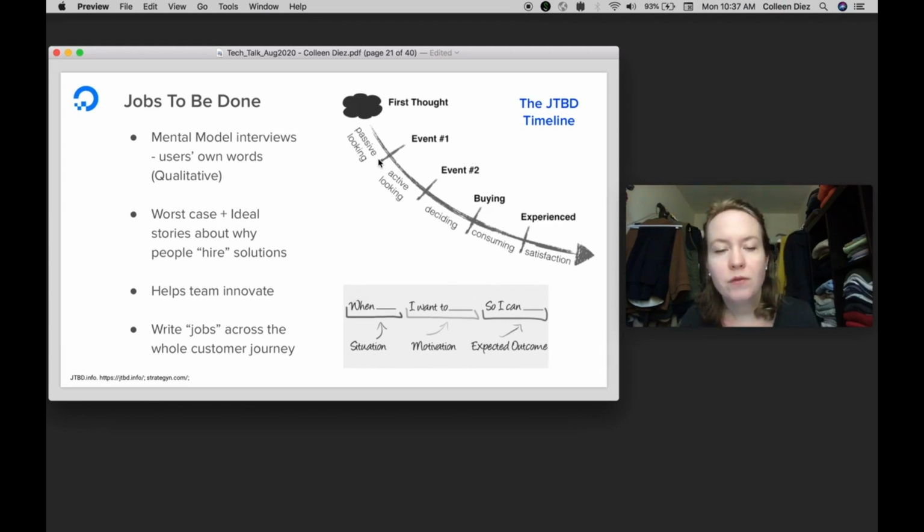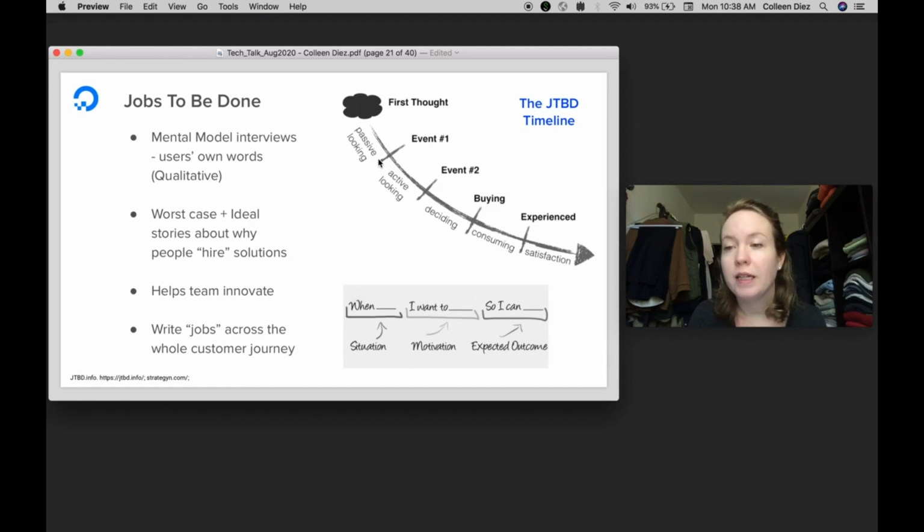And this information can be written according to this jobs to be done format. So if you look at the bottom graphic there, when I'm, whatever the situation is, I want to, and that's really the core functional job that the customer is hiring your company or your solution to do for them. It's essentially their motivation.